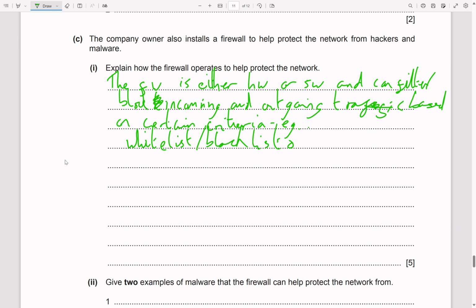So when we say whitelist, this will be a list of allowed IP addresses, and a blacklist will be a list or maybe a range of disallowed IP addresses. All right, IP address. It could also be things like the port number, because often specific processes will run on specific ports.